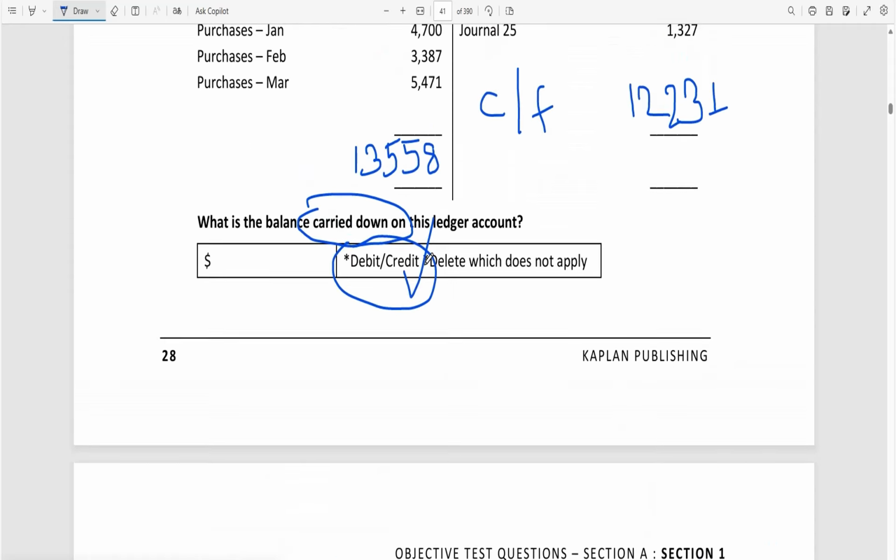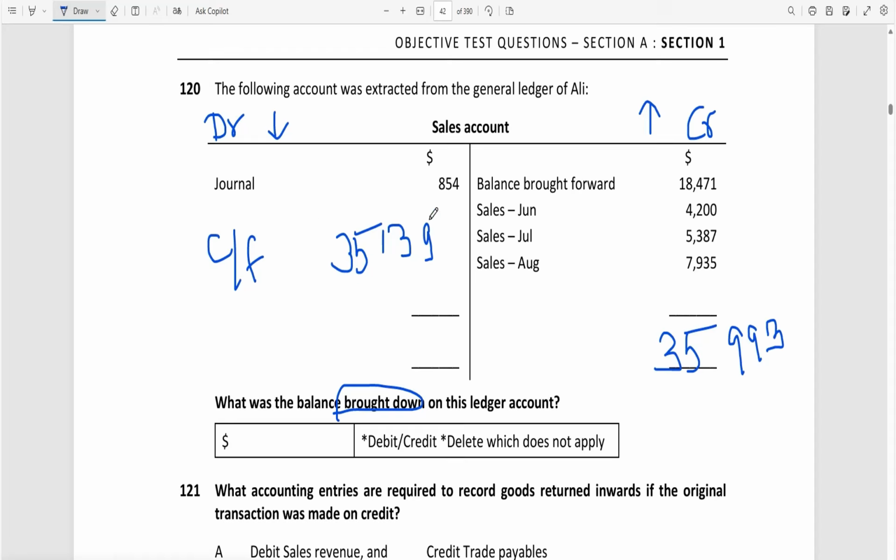But now the question is asking for the brought down balance, so of the next year, so you need to do the opposite. You got to know the balance and this is on the credit side, so we have to choose debit, not credit. Okay, so this is a common mistake that many students make. So be careful.